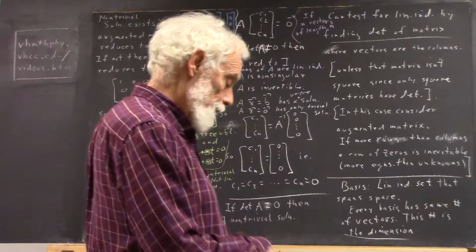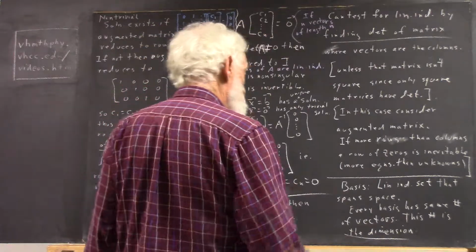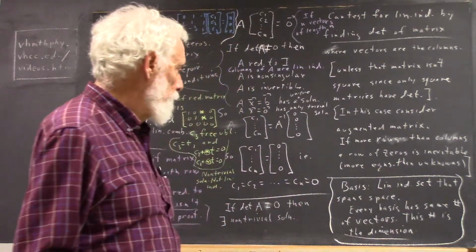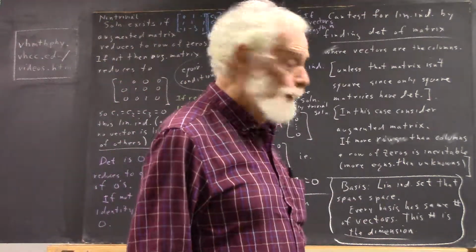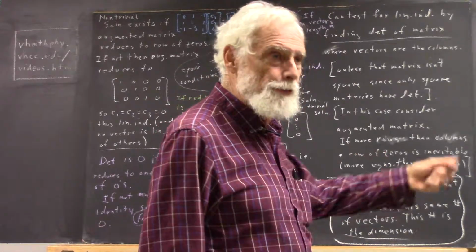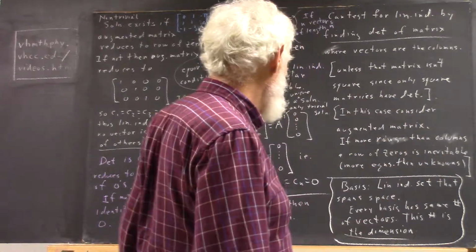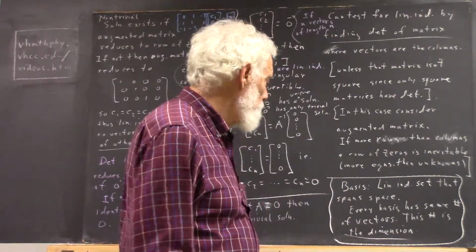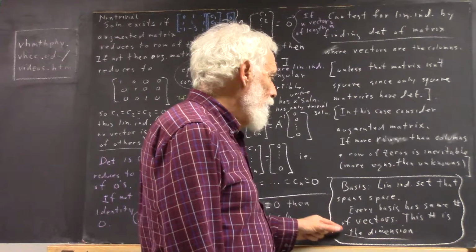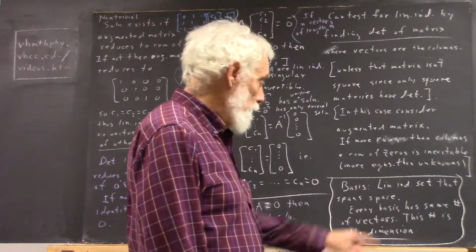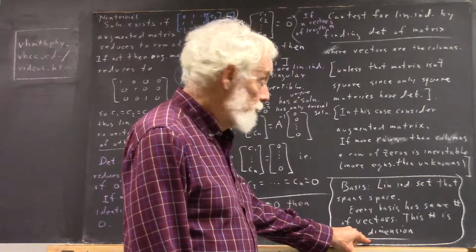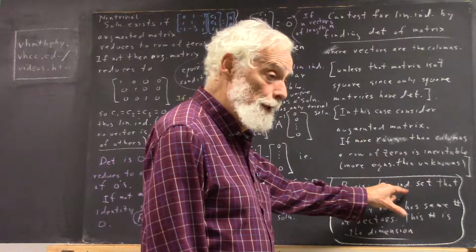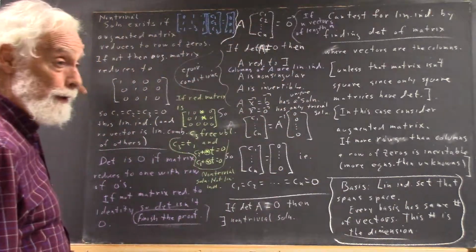Okay, the final thing I'll say is a basis is a linearly independent set that spans the space. Okay, a basis for a space is a set of linearly independent vectors that spans the space. And I've already said kind of what a basis is. And also, every basis has to have the same number of vectors, and this number is the dimension. To test whether a set of vectors is linearly independent, well, that's what we've just been talking about.